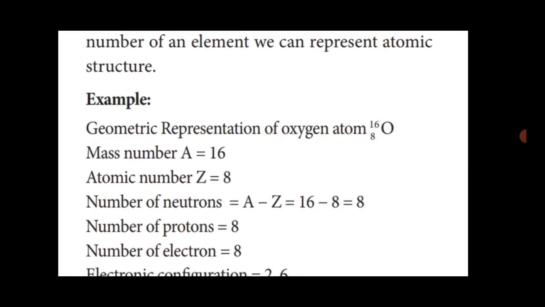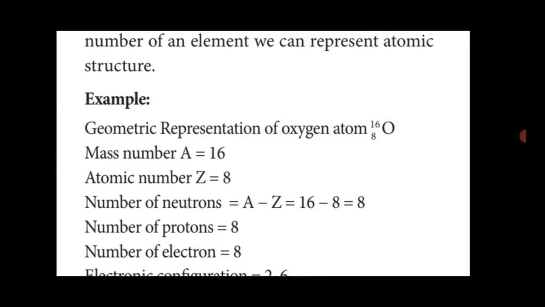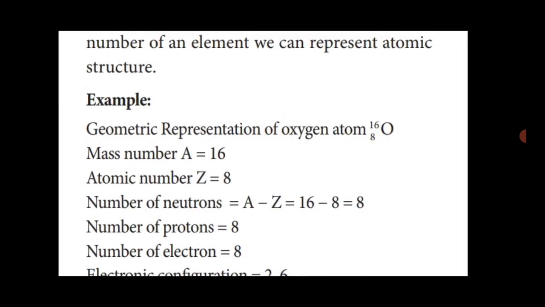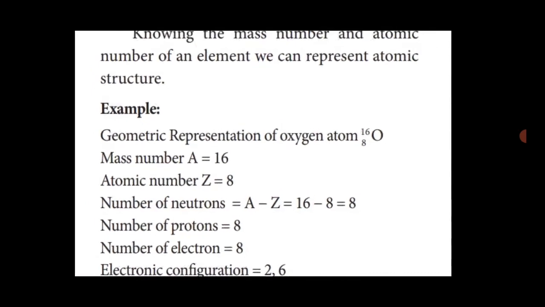First, calculate the number of neutrons. Already you know the formula: mass number minus atomic number, A minus Z. A is 16, Z is 8. So A minus Z is 16 minus 8, which is 8. So the number of protons is 8, and the number of electrons is 8.